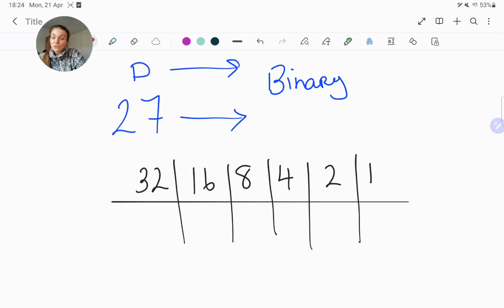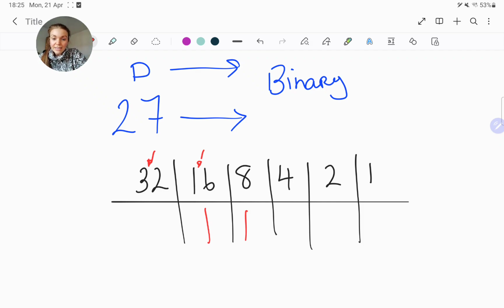So then we say 27. Do you see how 32 is too large? So we have to start with 16, so we put a 1 there. The best way to do these is to type the number into your calculator. So I've typed in 27, and then you just subtract the 16, which leaves you with 11.